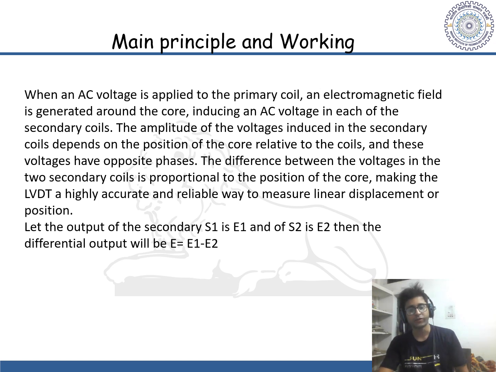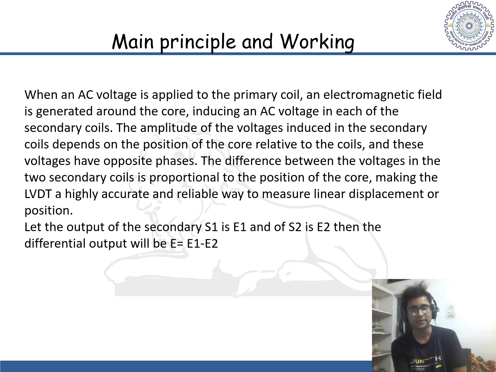The main principle and working of any LVDT is that when an AC current is applied to the primary coil, an electromagnetic field is generated around the core, inducing an AC voltage in each of the secondary coils. The amplitude of the voltages induced in the secondary coils depends on the position of the core relative to the coils, and these voltages have opposite phases. The difference between the voltages in the two secondary coils is proportional to the position of the core, making the LVDT a highly accurate and reliable way to measure linear displacement or position.